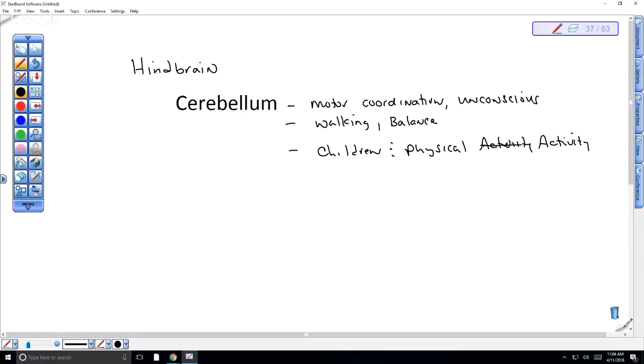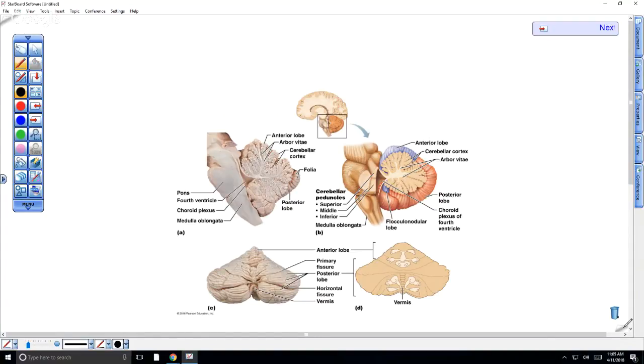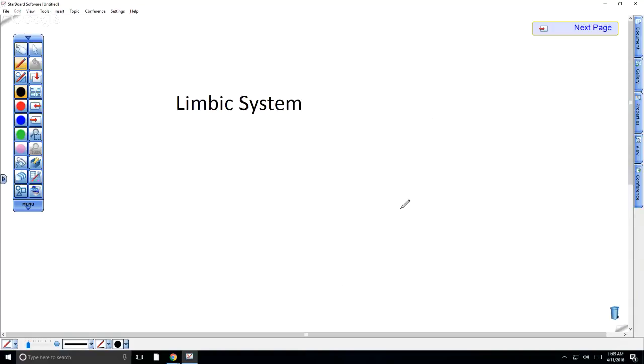Go outside and play. It used to be you'd just say, go outside and play and come back at dark. That's how I was raised. As long as you were back by dark, everything was fine, right? Okay. Yeah, now we can't. So we won't do the limbic system. We'll do that next day.